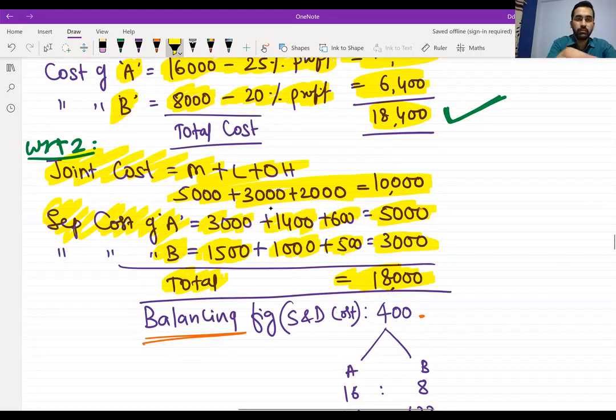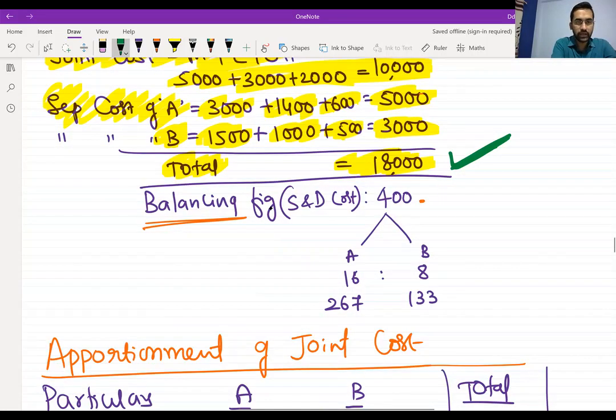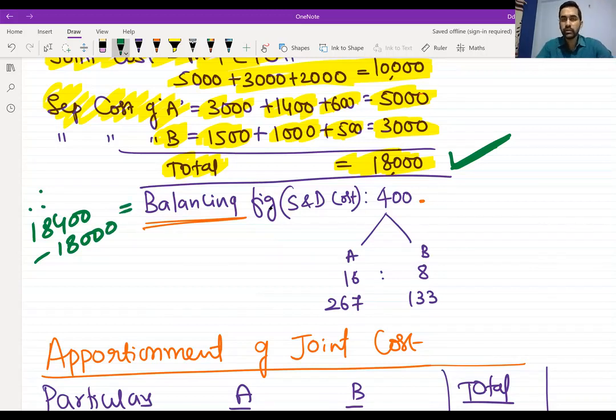Now compare these two. Total cost for A and B is 18,400, but cost related to production, that is joint cost plus separate of A, separate of B, is coming to 18,000. Therefore, you write here 18,400 minus 18,000 is equal to balancing figure, selling and distribution cost.